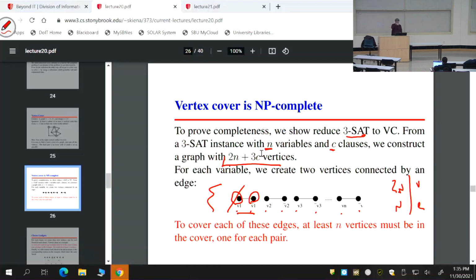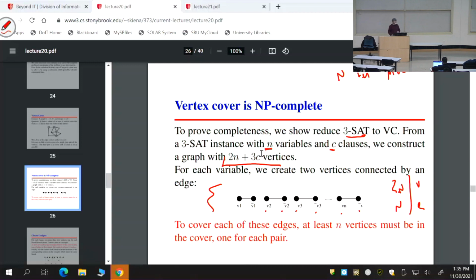Picking either of them will cover the edge, and because these are disjoint edges, there is no possible way to cover those edges in less than one edge per pair, one vertex per pair. Does everybody agree with that? The minimum vertex cover of this thing is going to be n. N vertices is the minimum vertex cover here.